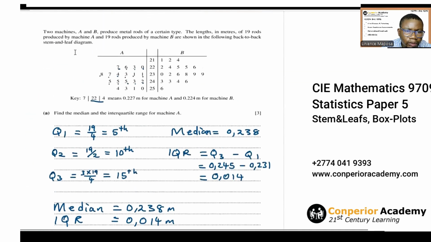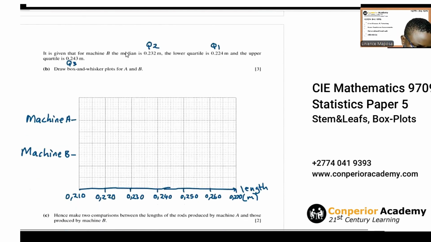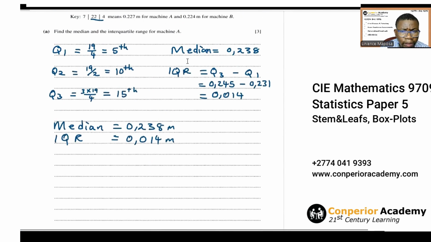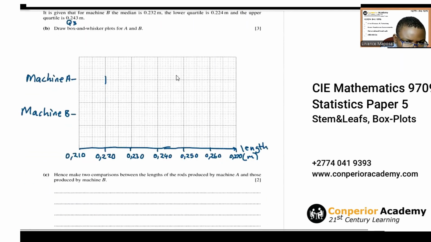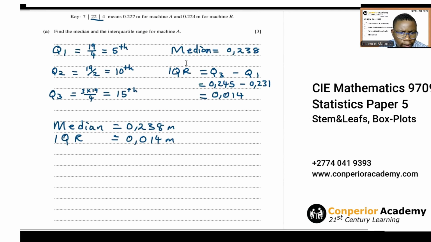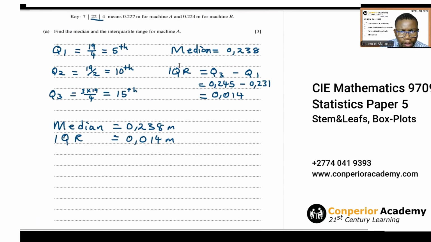So machine A, what is the lowest value? 0.220 is my Q0 for A, okay? So it's starting on this line. And then for machine A, my Q1, I calculated it to be 0.231. So then I just place my 0.231 here. Once more, use a ruler. I advise you to use a pen so that the examiner can see what you're doing. The median is 0.238. 0.238 will be here.